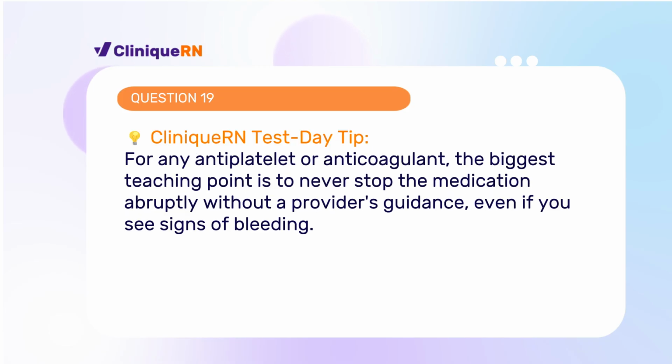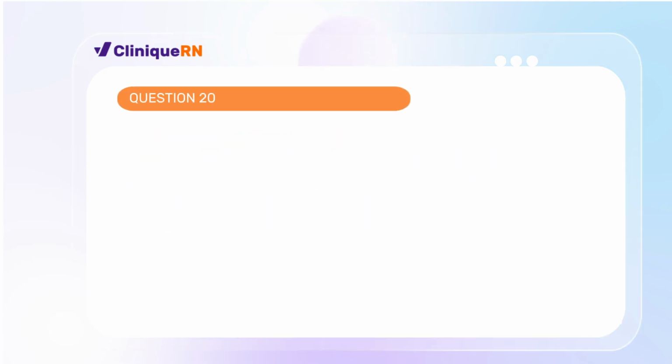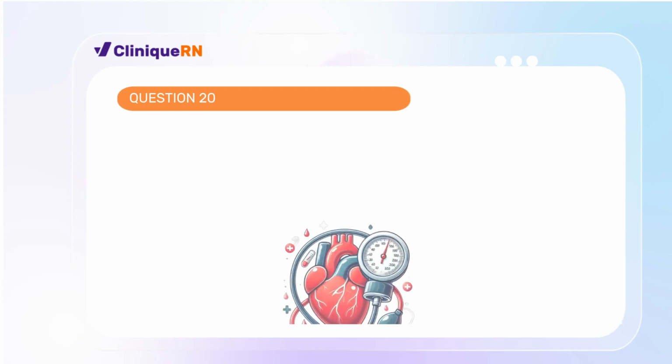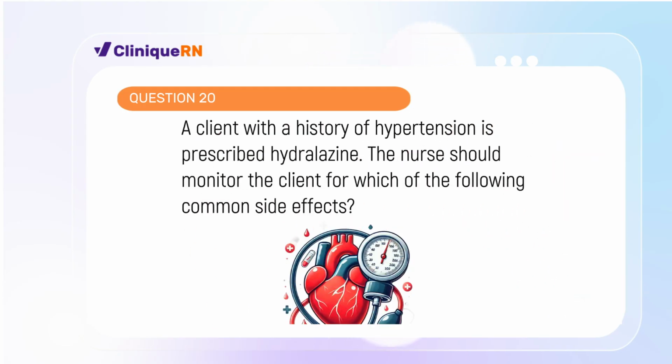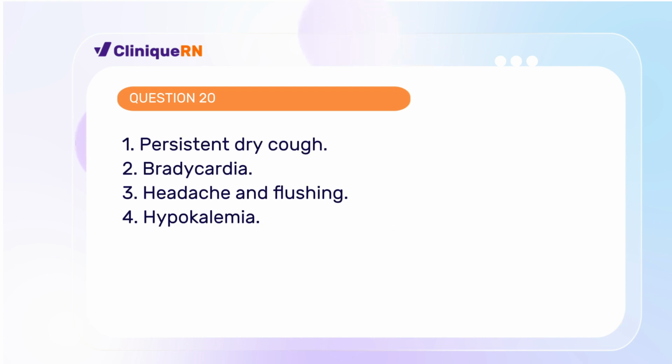Clinique RN Test-Day tip. For any antiplatelet or anticoagulant, the biggest teaching point is to never stop the medication abruptly without a provider's guidance, even if you see signs of bleeding. Question 20. A client with a history of hypertension is prescribed hydralazine. The nurse should monitor the client for which of the following common side effects? 1. Persistent dry cough. 2. Bradycardia. 3. Headache and flushing. 4. Hypokalemia.